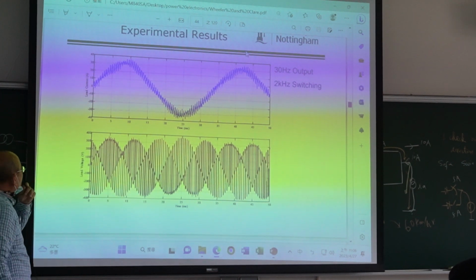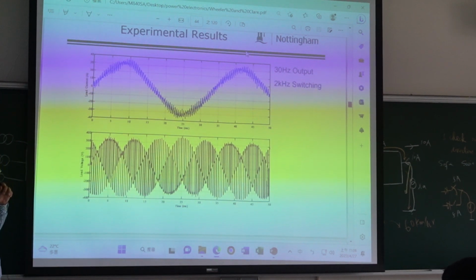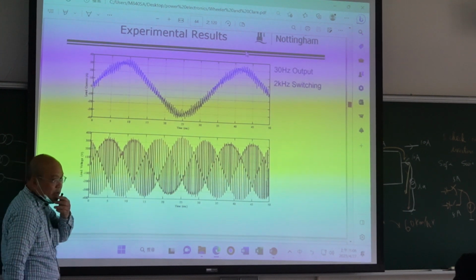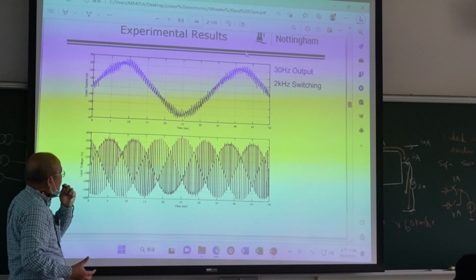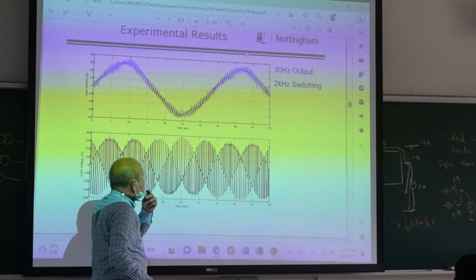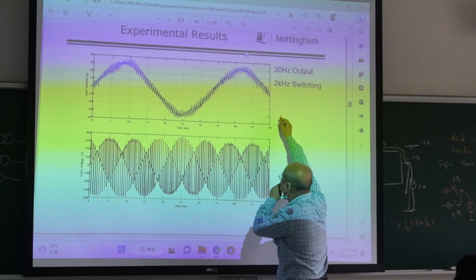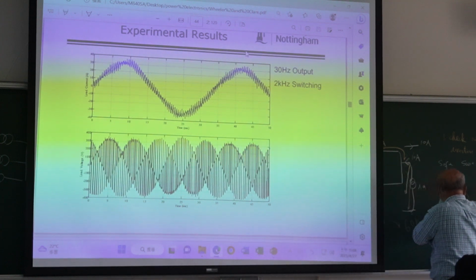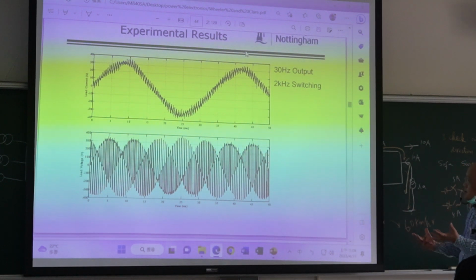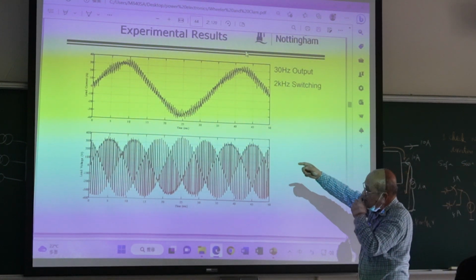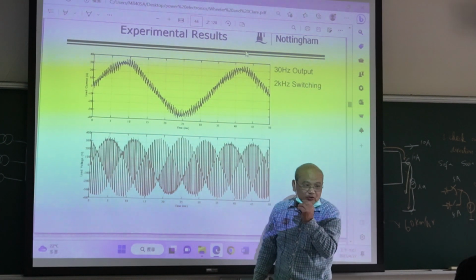So this is the current, 30 ampere. So it is sinusoidal. It creates current position, but not too huge. So what is the switching frequency? 2 kilohertz. So the switching frequency is 2 kilohertz. And how about this voltage?